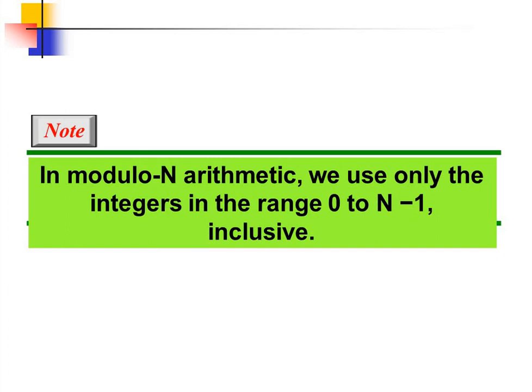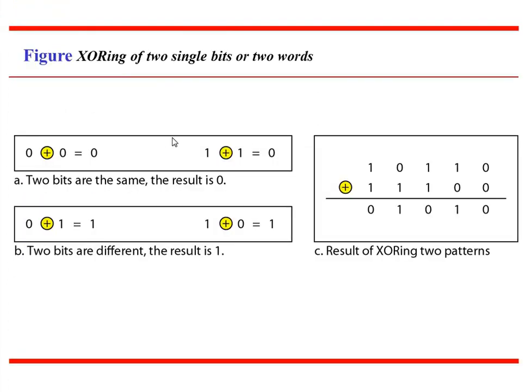There is one technique that you are very familiar with, modulo n arithmetic, or XORing of the bits. You know the XORing concept. When you XOR 0 with 0, the output is 0. When you XOR 1 with 1, the output is 0. When there is a difference between the two bits, the output is 1. So 0 and 1 will produce 1, and 1 and 0 will produce 1.